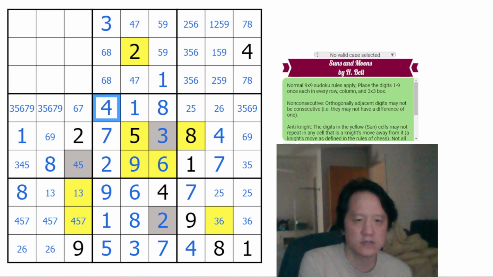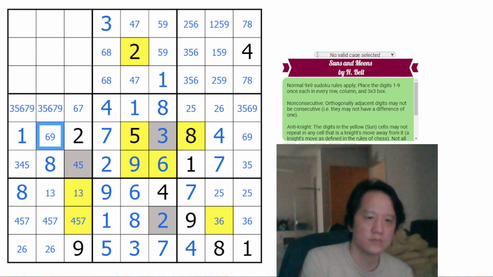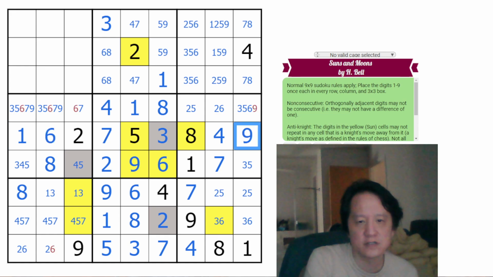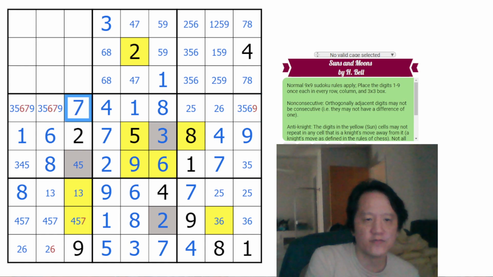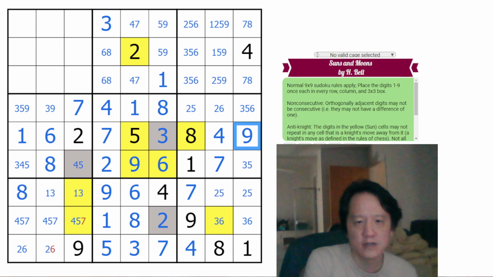6 and 8. This cannot be 9 because it's next to 8. So that's 6, 9. This is 7. So no 6 or 7, no 6 or 7. 9 is one of these. This can't be 5 because of the 6. This can't be 9.